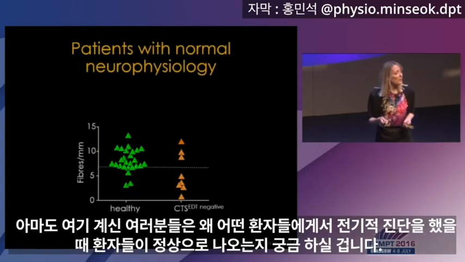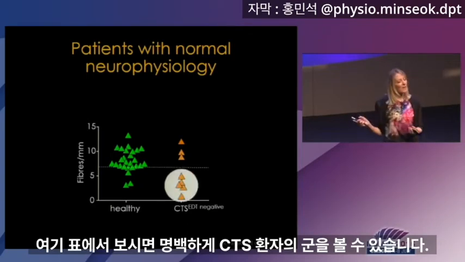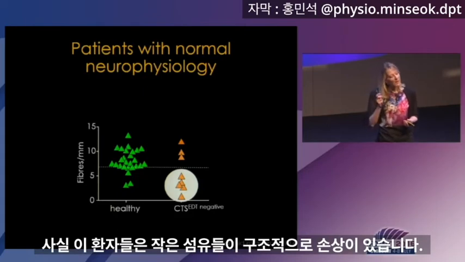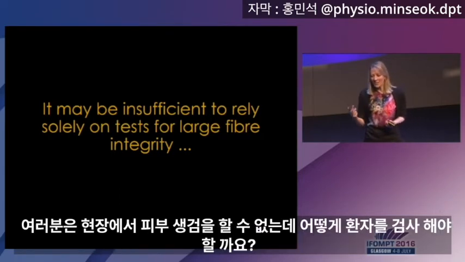Now, for you, what might be of interest is that we also had some patients with completely normal electrodiagnostics in our patient cohort, and these are the ones. And as you can see, a significant proportion of these patients actually had an actual structural loss of their small fibers. So that makes me really think that it is insufficient to solely rely on tests for the large fiber integrity. How can we test that though in clinics?